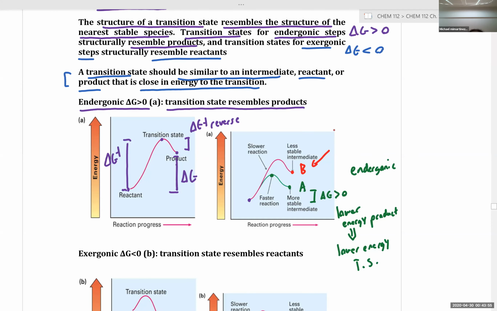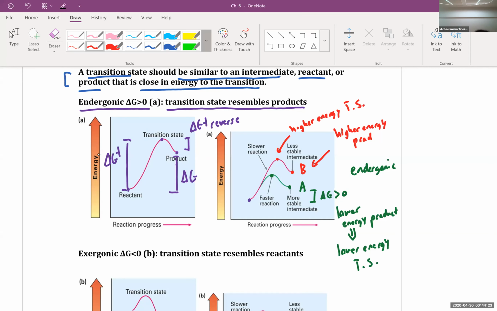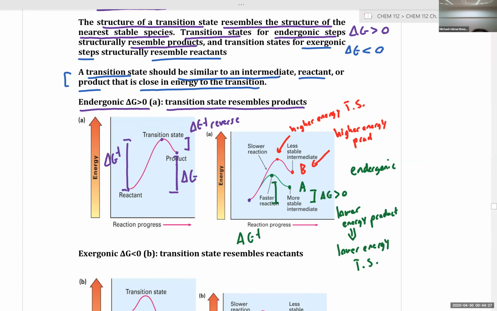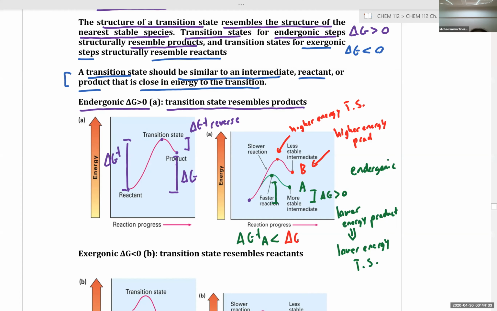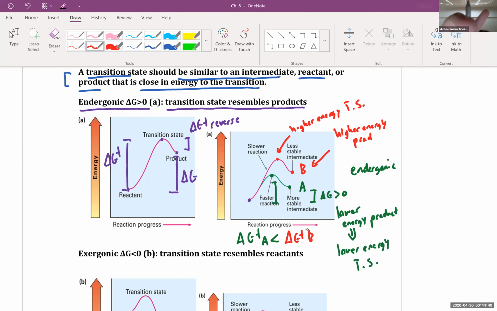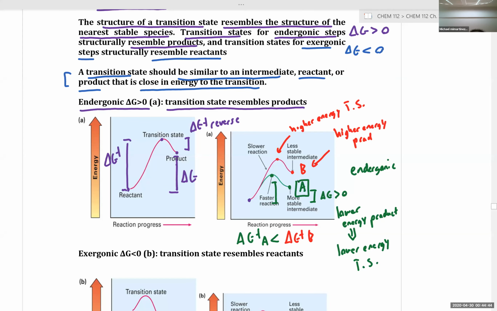So for B, we have a higher energy product, and that in turn leads to a higher energy transition state. So by looking at the products of our reaction, we can get a sense for an endergonic reaction which species will be generated more readily by comparing their activation energy. As we can see very clearly, the Gibbs energy of activation for A is less than the Gibbs energy of activation for B. Ergo, A is preferred.